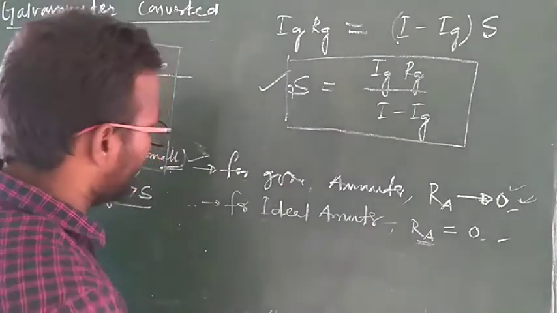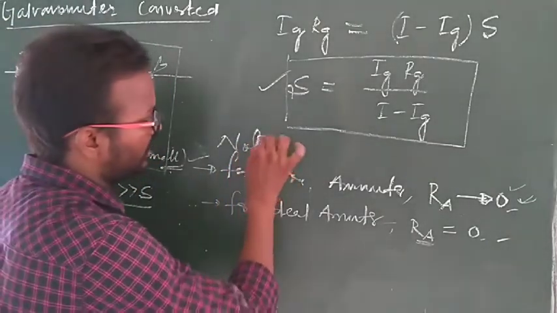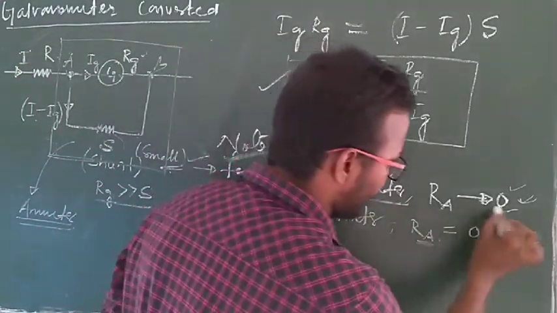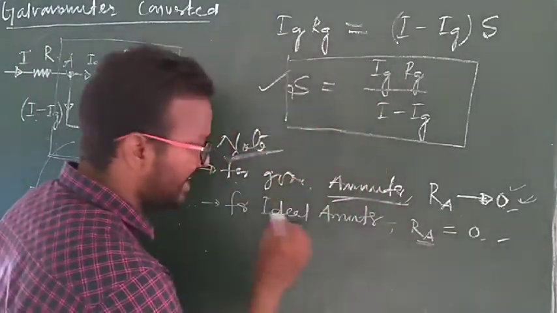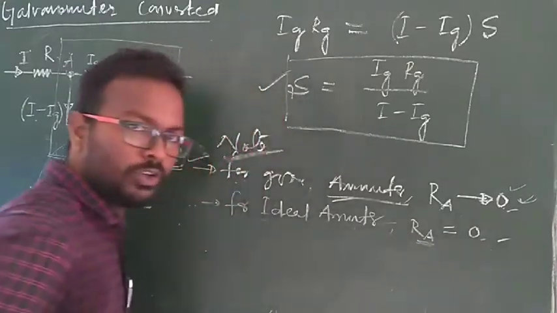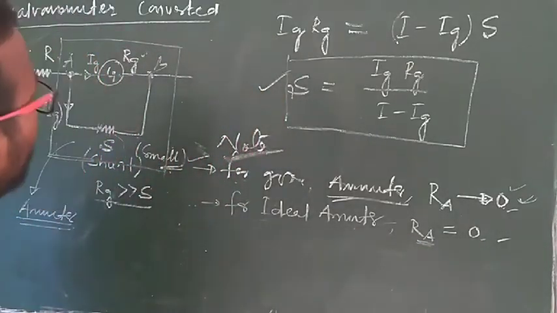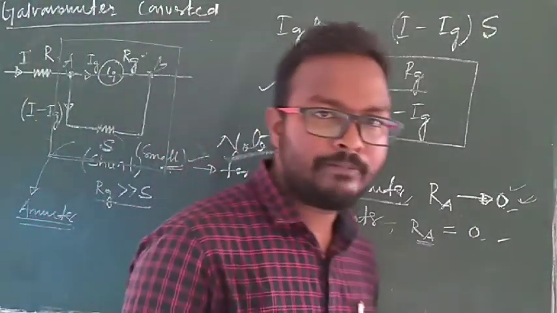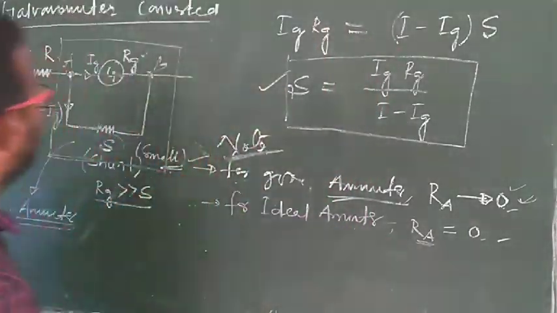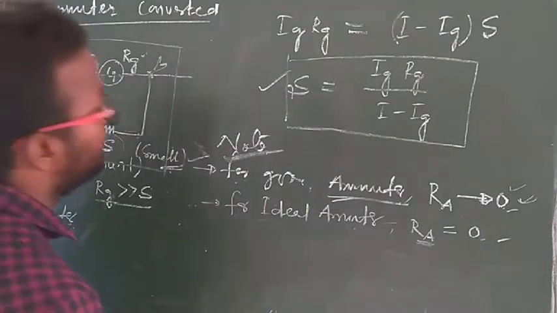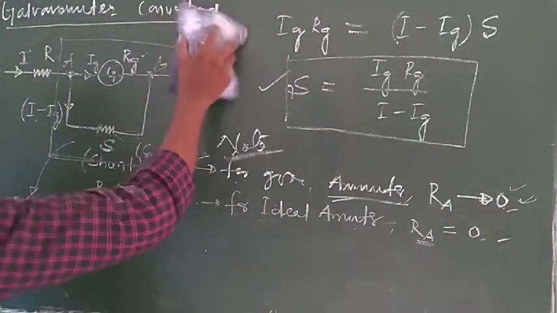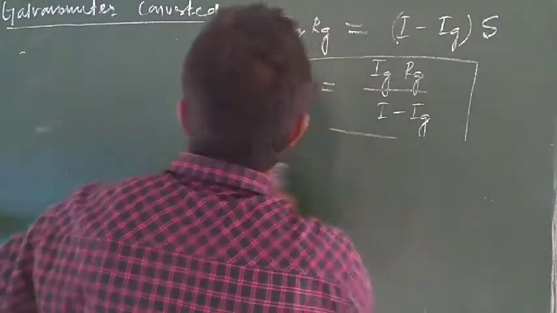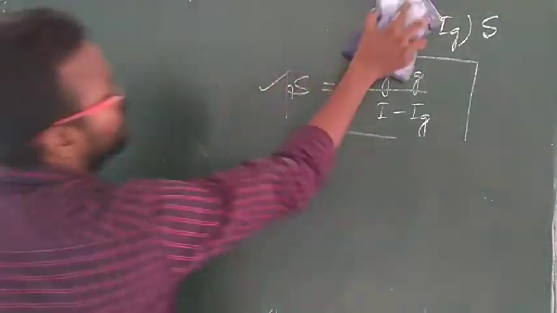Clear? Here you have to note this point. For a broad ammeter, Ra tends to 0. For an ideal ammeter, Ra equal to 0. Clear? Okay, this is all about the conversion of an ammeter from a galvanometer. But in this case, we can calculate the effective resistance also. So, in this case, the effective resistance can be calculated.